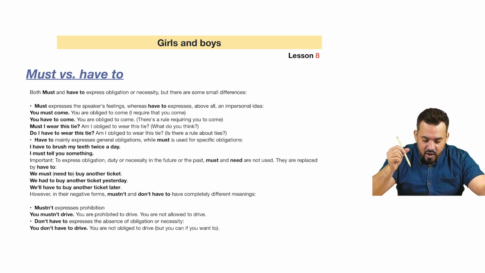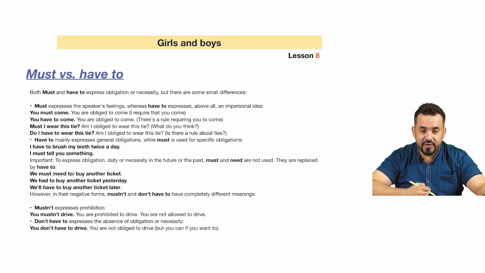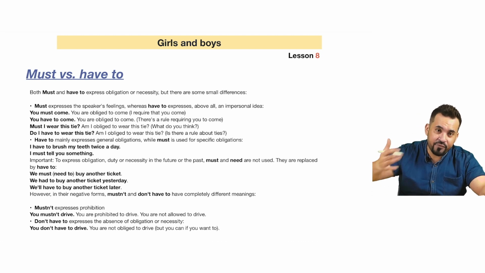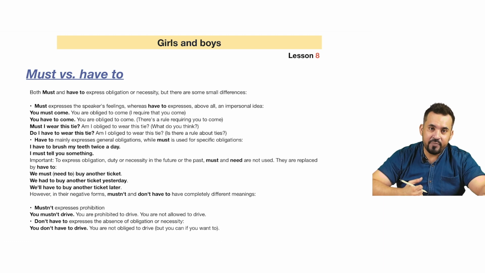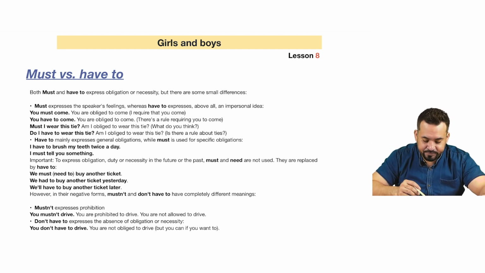Okay, now have to merely expresses general obligation, whereas must is used for specific obligation. So have to is general obligation, must is for more specific obligation. Let's take a look. I have to brush my teeth twice a day. I must tell you something. So have to is general, must is more specific.